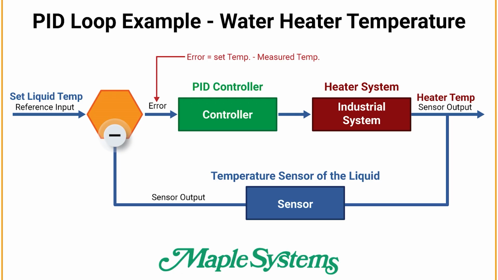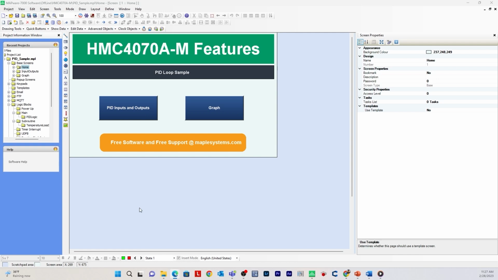Here is a PID loop example using a water heater. You can also find this diagram on the How to Program a PID Loop tutorial page on the Maple Systems website. Before I show you how I created this project and the PID loop function, the basic idea behind a PID controller is to read a sensor. Then it computes the desired output by calculating proportional, integral, and derivative responses, which is what PID stands for, and then summing those three components to compute the output.